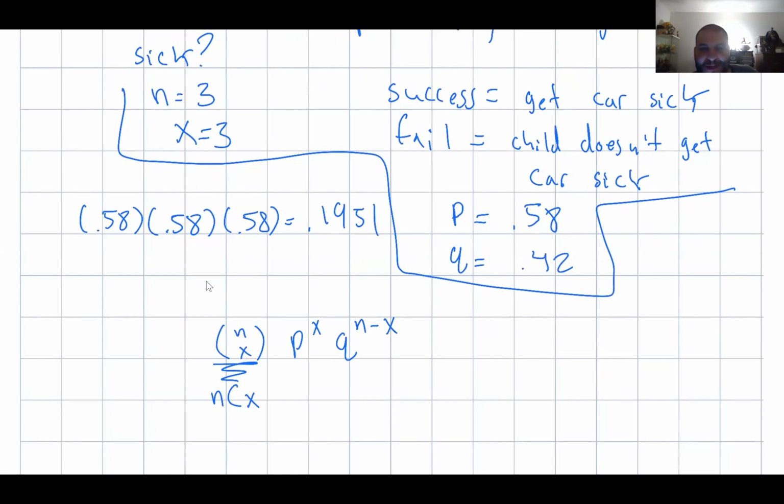All right, so let's go ahead and do that. So if you look at this portion right here, this portion right there is just a shorthand way of saying it's a combination. So if you remember, we say n is equal to 3, and we said x is equal to 3. So I want you to do 3C3 in your calculator. Do 3C3 and tell me what you get.